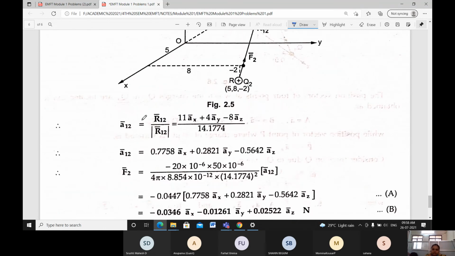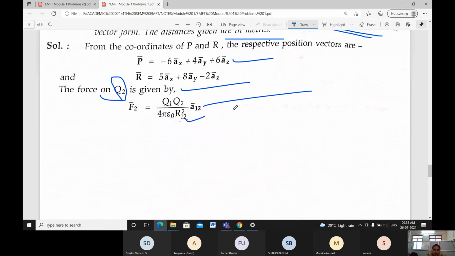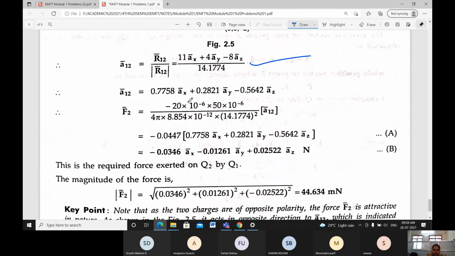Then A12 is what? The unit vector is R12 divided by the magnitude of R12. Then you will get the equation like this. A12 is going to be 0.7758 ax plus 0.2821 ay minus 0.5642 az. Then we want F2. You have to substitute for all of Q1, Q2, R12 and also A12. That term is substituted here.